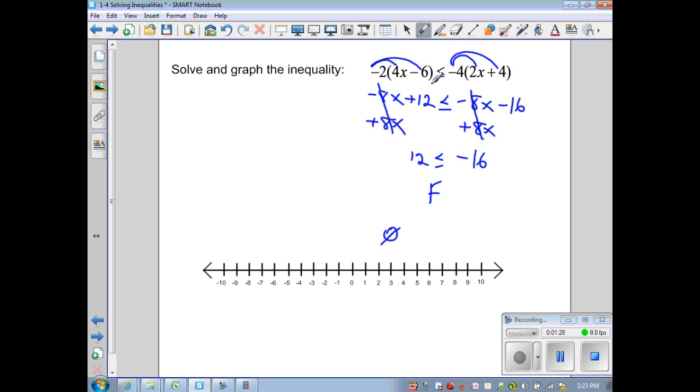We can test that by picking the number 1. 1 times 4 is 4. 4 minus 6 is a negative 2. A negative 2 times a negative 2 is a positive 4.